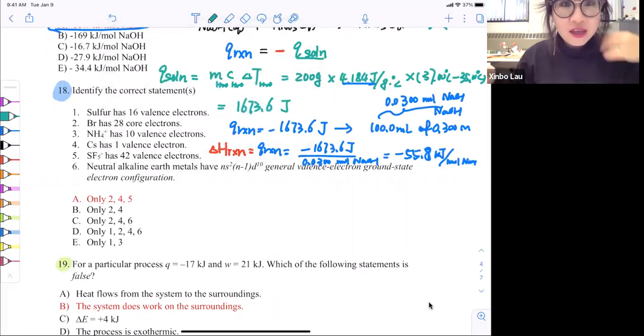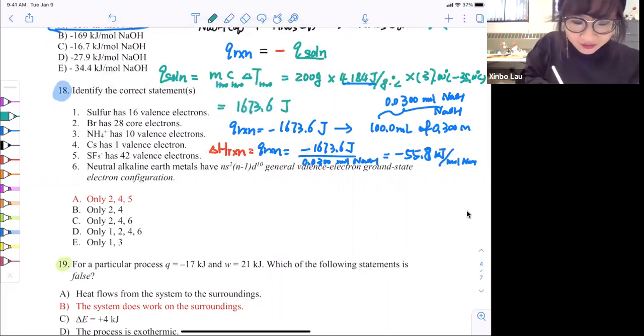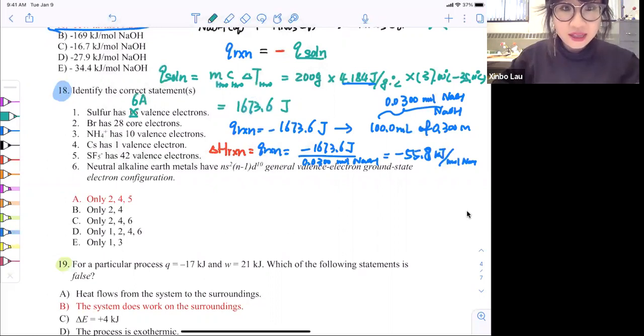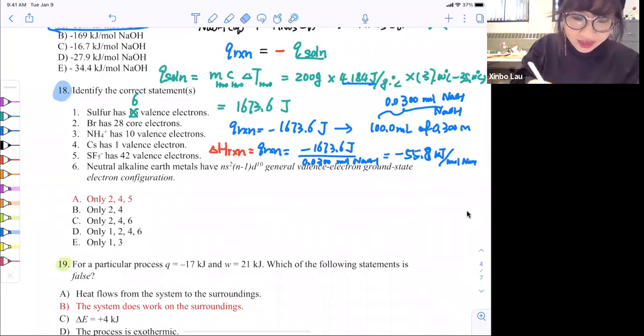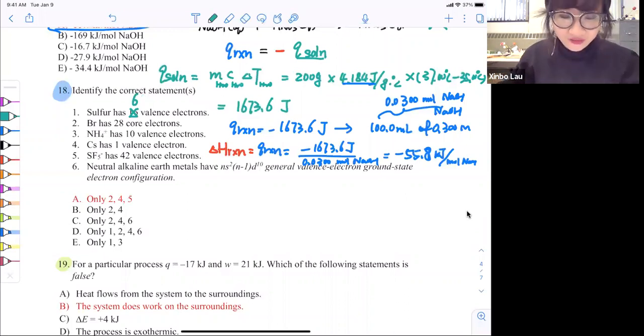Okay, so sulfur. Remember, valence electrons for main group elements equal their group number. Sulfur is from the 6A group. 6A is group 16, but we're counting it as 6A. So it has 6 valence electrons, not 16. It has 16 electrons, but only 6 valence electrons. The outermost shell only has 6.